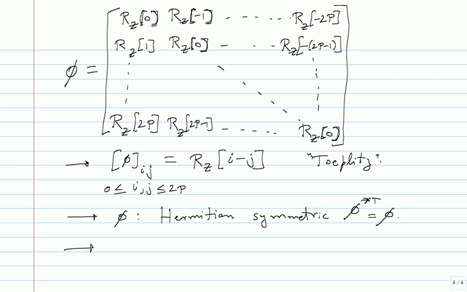And the third property, which once again comes from the power spectral density, is that one can also show phi is what's called positive definite. It comes because the PSD is required to be non-negative. So you can think about it. Positive definite means this quadratic form, x conjugate transpose phi x, will be non-negative for all x.